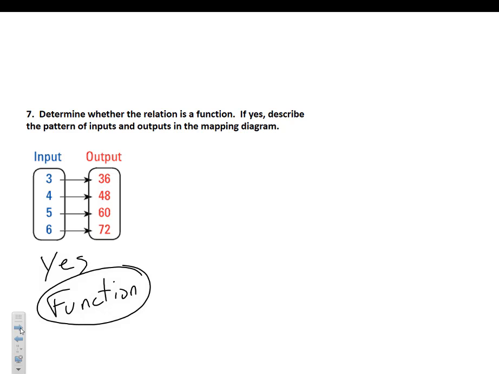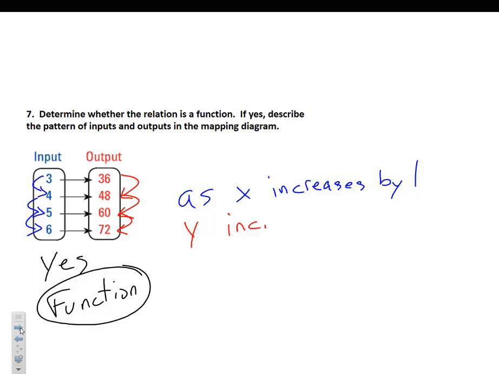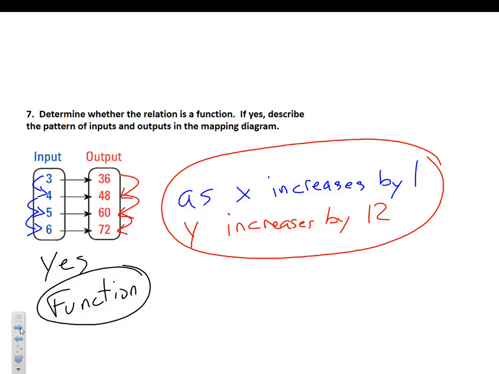And now we have to describe the pattern of inputs to outputs. So the first thing we're going to do is look at our inputs. From 3 to 4, from 4 to 5, and 5 to 6. Well, as x increases by 1, I can see that's going up by 1. My y value, from 36 to 48, 48 to 60, 60 to 72. It sounds like y increases by 12. Outstanding.